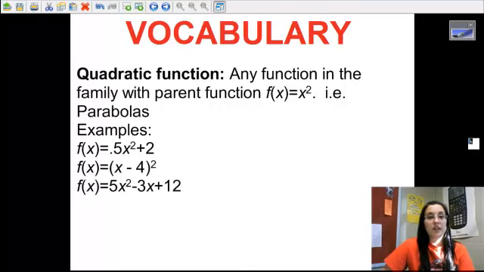A quadratic function is any function in the family with a parent function x squared. We've already learned about this in Chapter 8. We call them parabolas, and I have some examples down there for you to write. All of those examples are quadratic functions because they have the parent function x squared. They're all that parent function just slid over or reflected or shrunk or stretched or something like that.